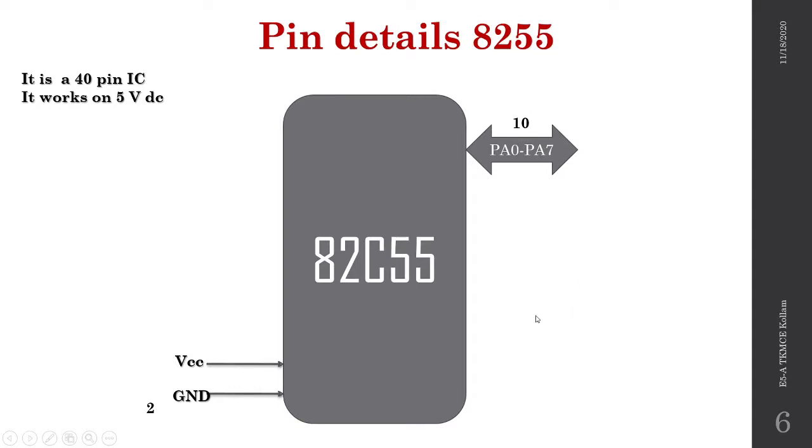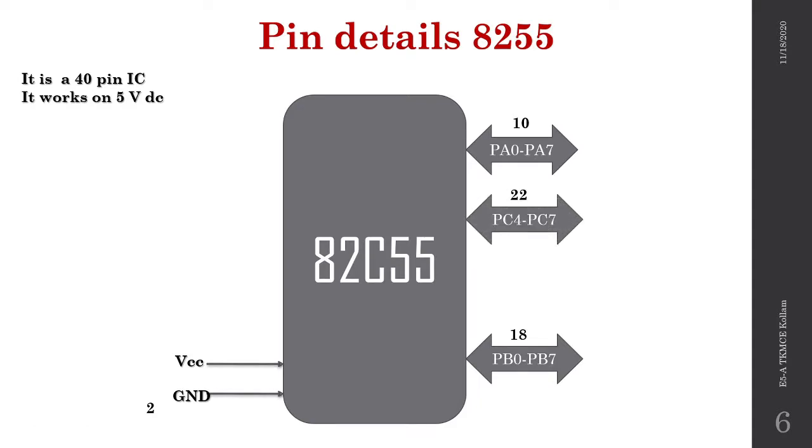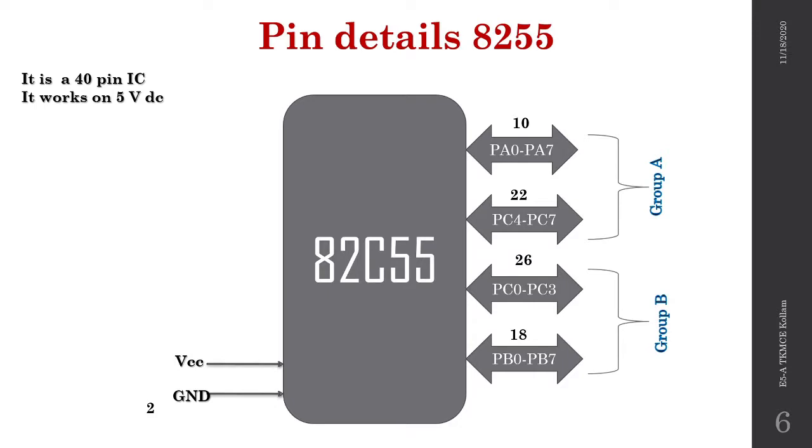Now port B is there. It is again 8-bit. So totally 10 plus 8, 18 will come. Then port C upper, PC4 to PC7. It is 4-bit. So 18 plus 4, 22. Then port C lower, PC0 to PC3. So 22 plus 4, 26. As we discussed earlier, these ports are grouped into two, Group A and Group B. Group A contains port A and port C upper, and Group B contains port B and port C lower. Now considering VCC, ground and the ports, total pins have reached 26.